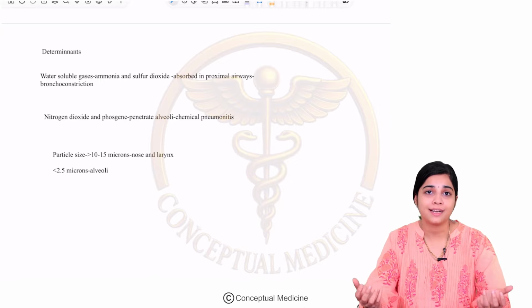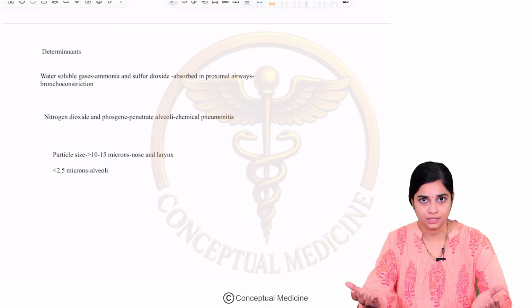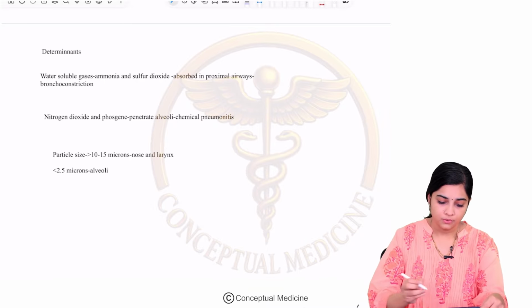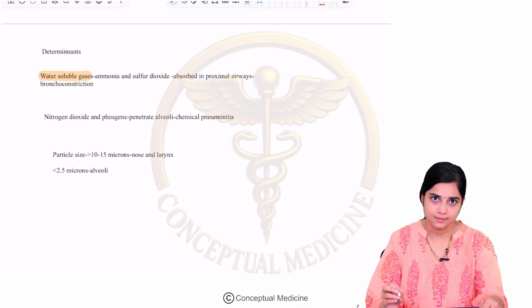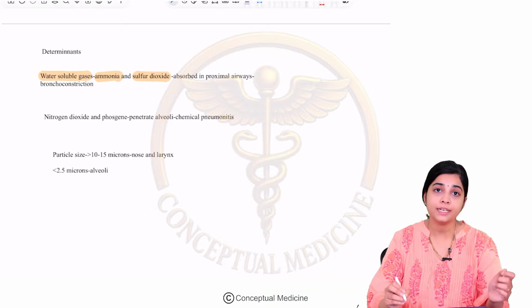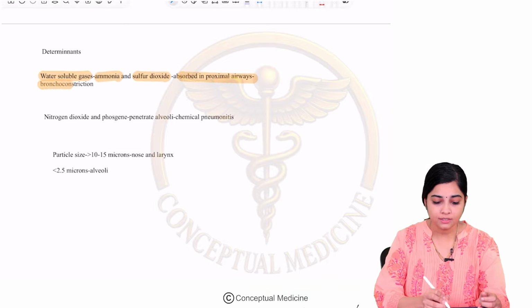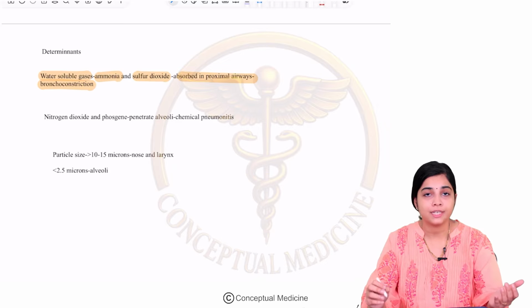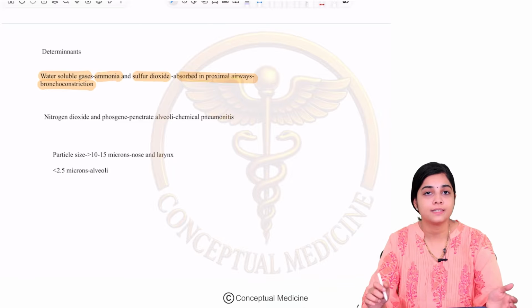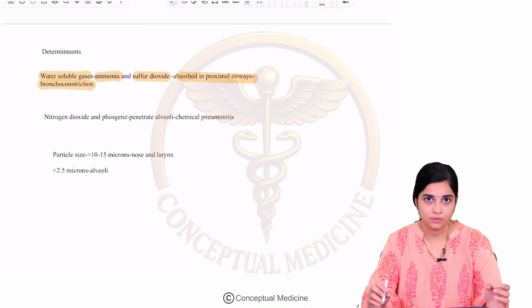Okay. So what are the kind of substances and how do they cause this lung injury? What are the determinants of occupational lung injury? Inhalation of water-soluble gases like ammonia and sulfur dioxide, they get absorbed into the proximal airways and they can cause bronchoconstriction. So people working in places with inhalational injury due to water-soluble gases like ammonia and sulfur dioxide develop proximal airway obstruction and hence can present with episodes of wheezing, right? So they predominantly involve the bronchi or the proximal airways.